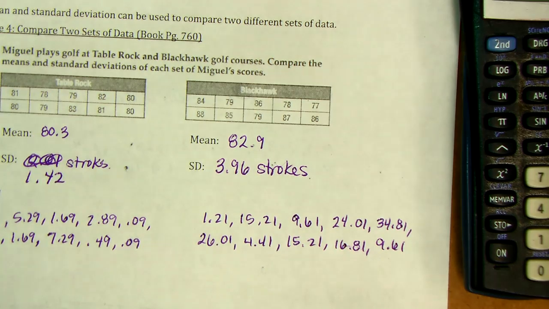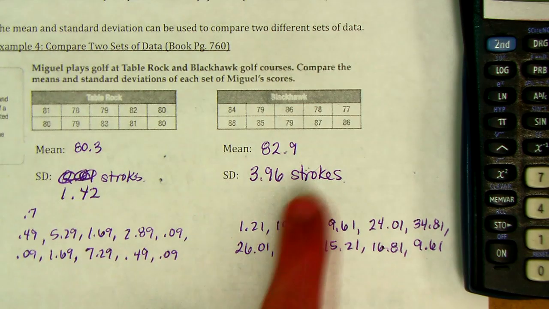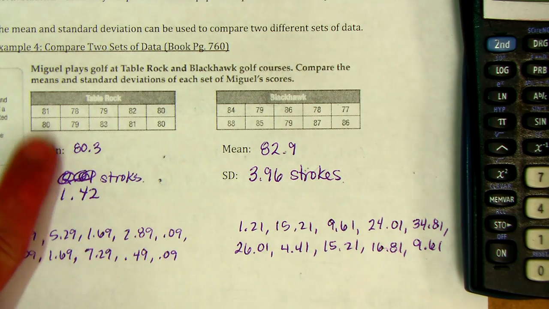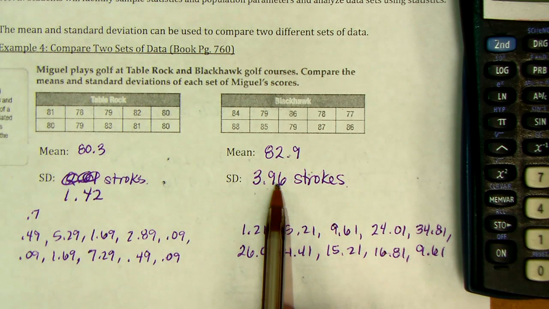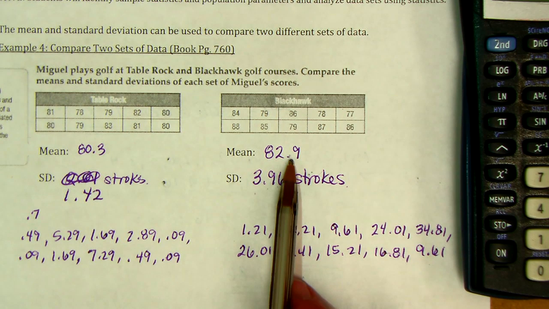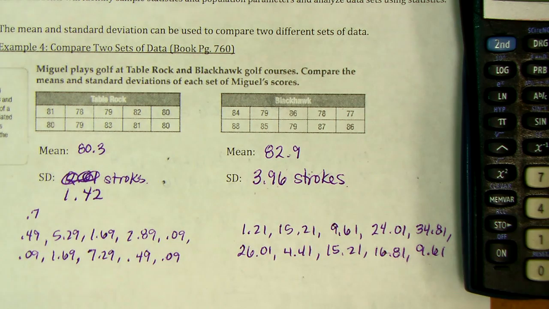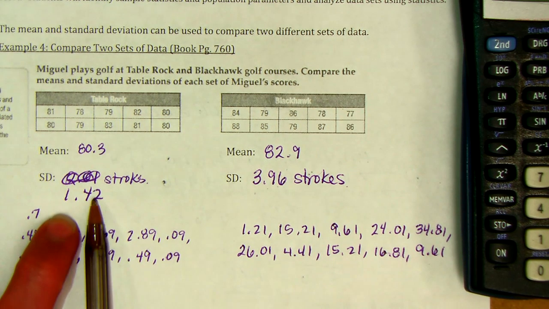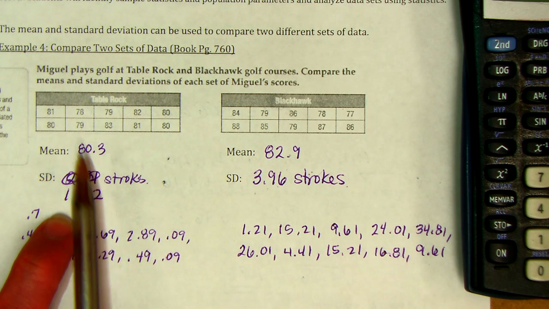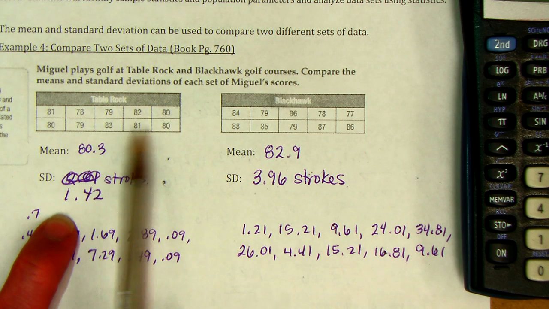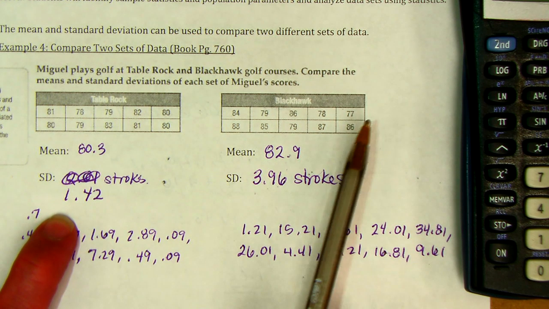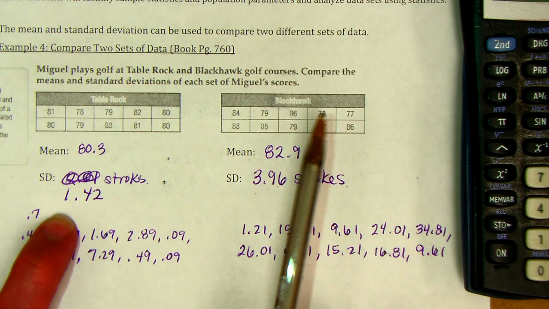Now, 3.96 is still small in comparison to the 82.9, so it's small in comparison to the mean. So it's still a pretty tight, compact group of numbers. However, it's not quite as tight as this one. And that makes sense. I mean, just look at the range alone. It goes from 79 to 83 is all, where this one goes all the way from 77 to 88. Much bigger range, okay?